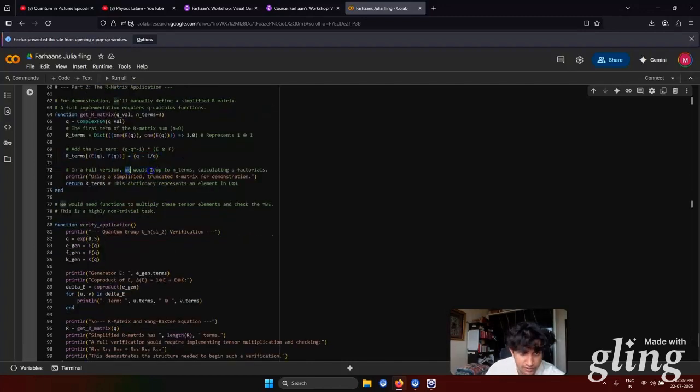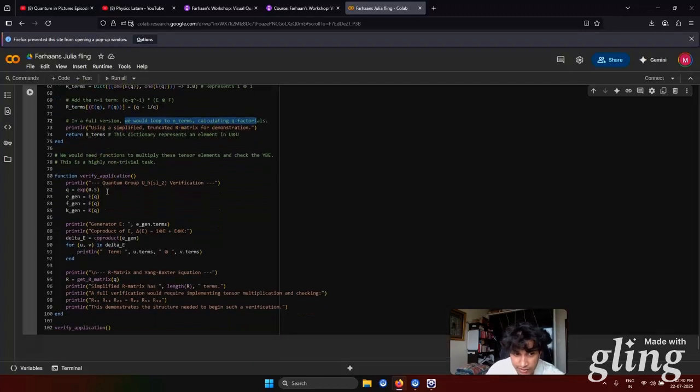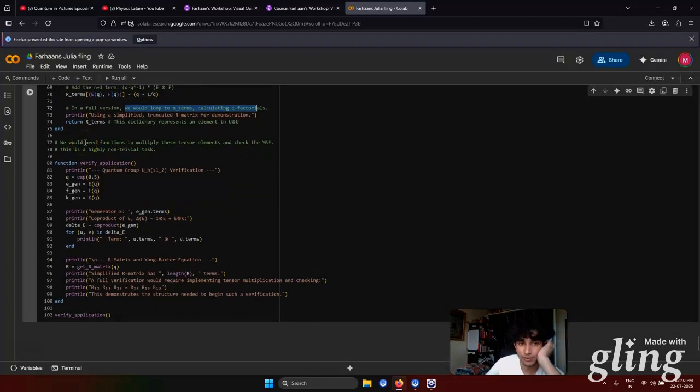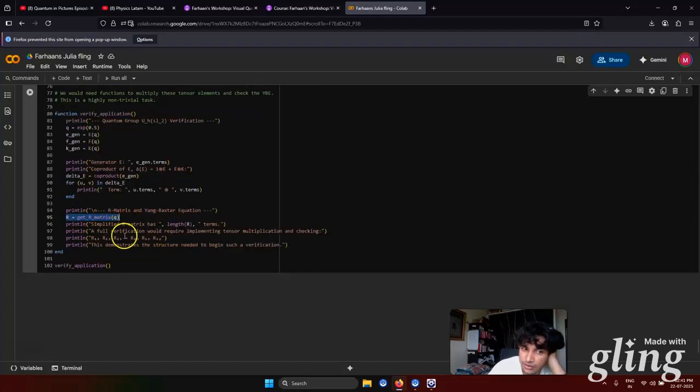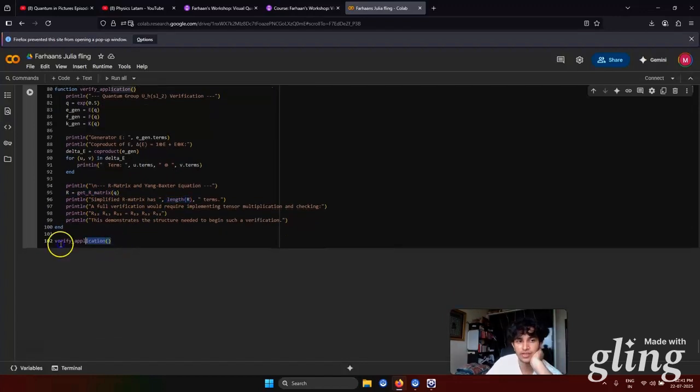Yes, so in a full version we would loop to n terms calculating Q factorials. Instead, in this version we're not going to. We would need functions to multiply these Q tensor elements and check YB. This is a very hard to compute task, so we're going to print just that. Then we're going to show that it's 0.5. We've set the value of H to half. Now we're going to show the co-product of E, and we're just going to print and run our application.